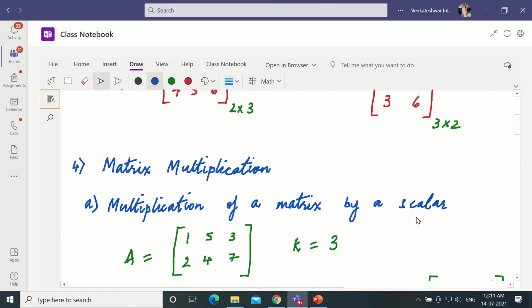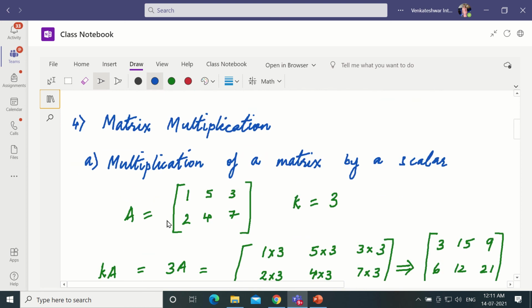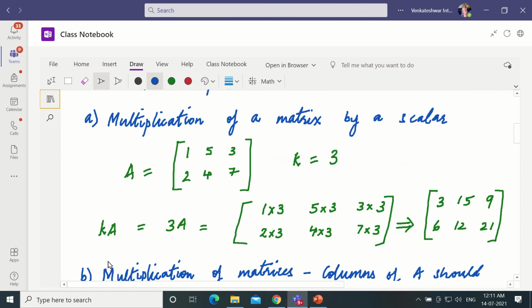Now let us understand matrix multiplication. There are two parts to matrix multiplication. The first one is where you multiply the matrix with a scalar value. Scalar value means any number. So if I have a matrix A and I have a scalar value k equal to 3, so k into A would be 3 into A. Each and every element of the matrix will be multiplied by the scalar value. So here if I say 3A, all elements are multiplied by 3 and then I get the resultant matrix.